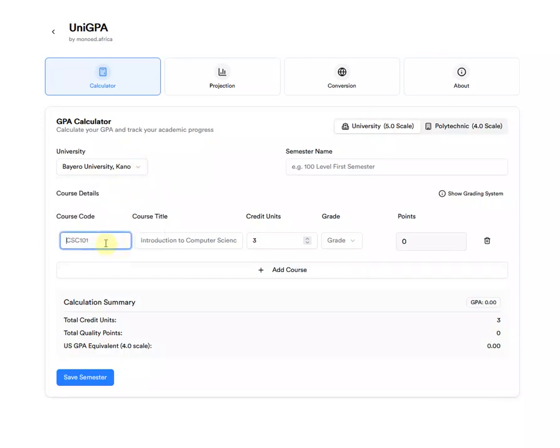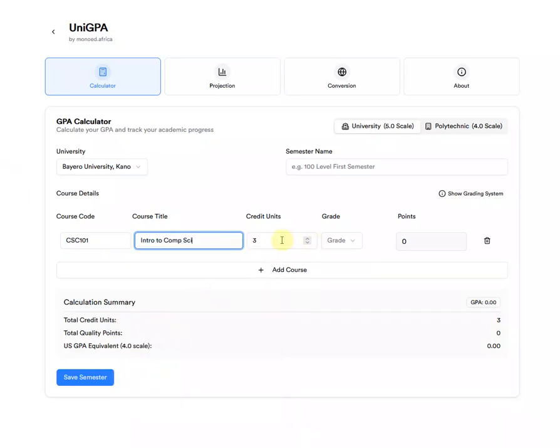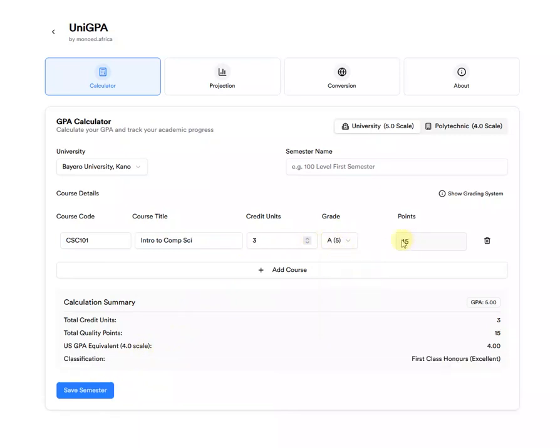What you just need to do is put in the course, right? I can say CSC 101, and then I will say this is Introduction to Computer Science, right? Intro to Computer Science. This is a 3 unit course, and I got A in the course, so it automatically puts in the 15 for me.